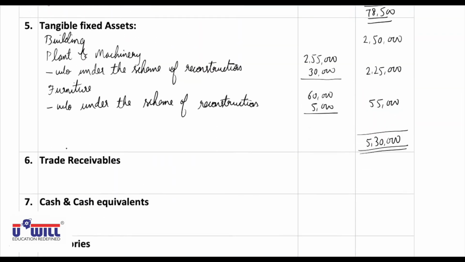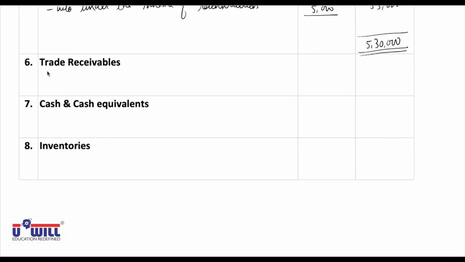Now debtors are worth rupees 70,000. In other items of the balance sheet we don't have to show the written off amount. So for debtors you can directly write 70,000, and total also 70,000. As per the company law, only in fixed assets we have to show the written off compulsorily.